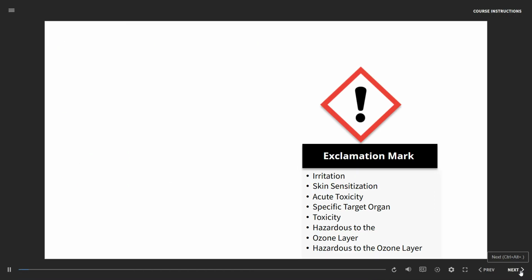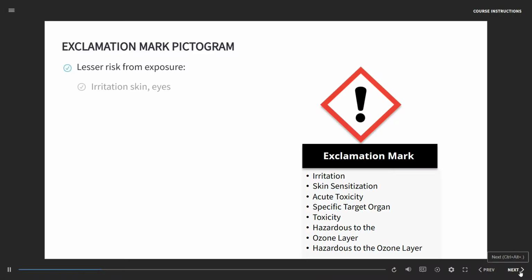The exclamation mark symbol. This hazard pictogram represents a lesser level of health risk from exposure, including an allergic reaction, irritation, inflammation, coughing, etc. These effects are in general treatable, and have less risk for chronic health effects compared to materials under the skull and crossbones pictogram.